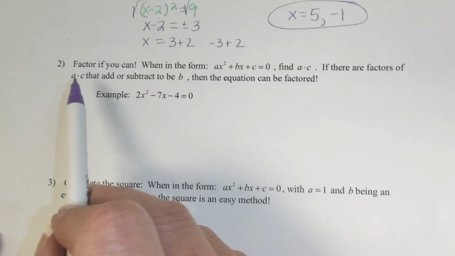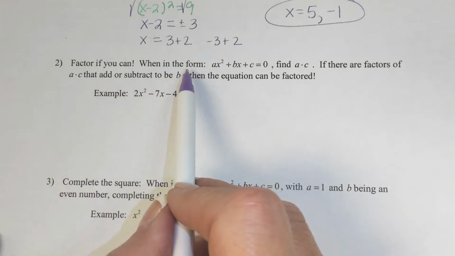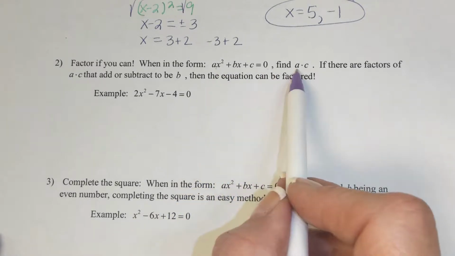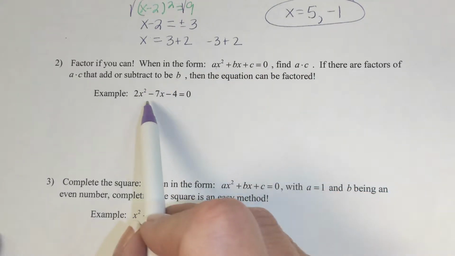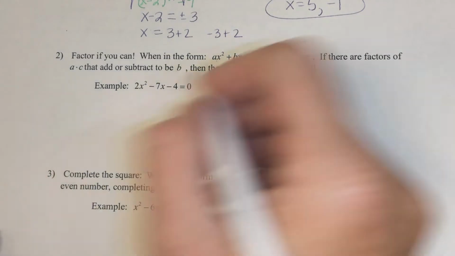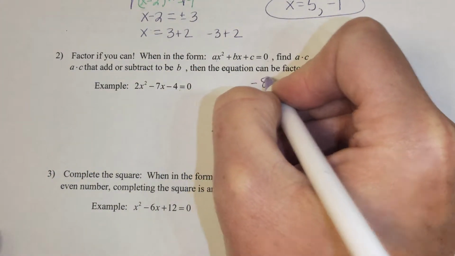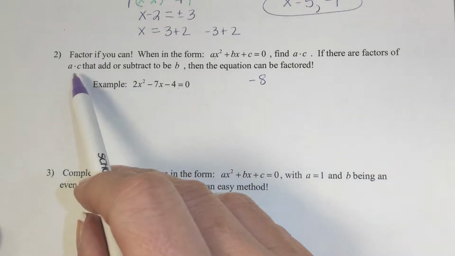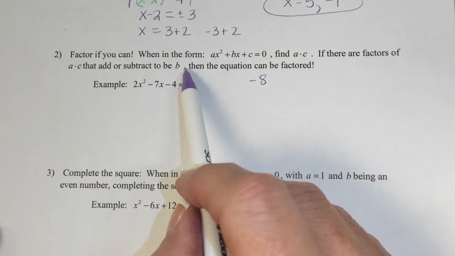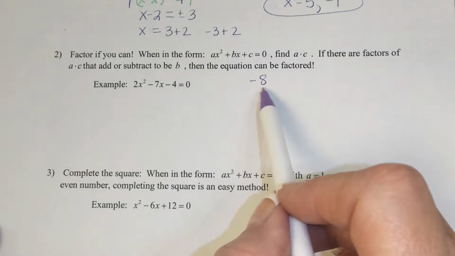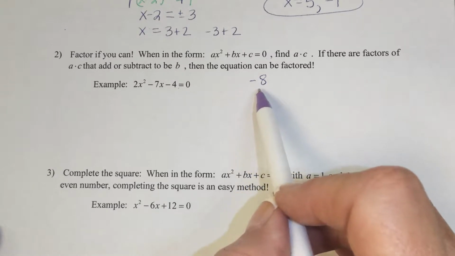All right, next step. Factor if you can. If we have an equation in this type of form, we're going to find a times c. So in this case, what's a times c going to give us? We're going to get negative 8 when we do a times c. Now we want to see, are there factors of that a times c that will add or subtract to be b? What are the factors of negative 8? You can even treat it as positive 8 if you want. What are the factors of 8?